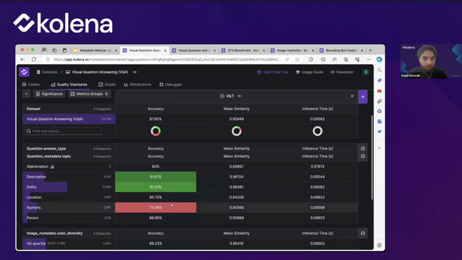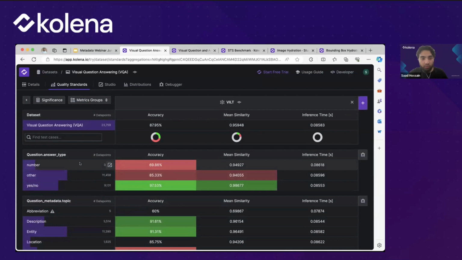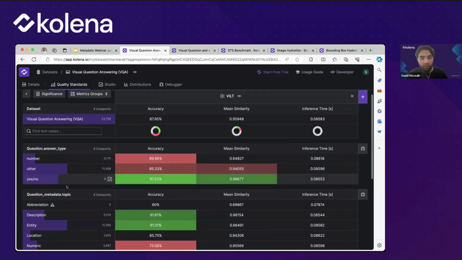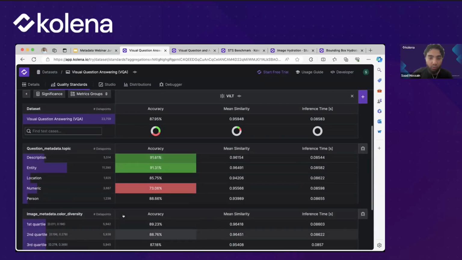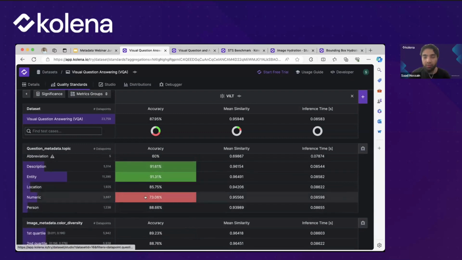Another thing we can see is that we seem to be performing quite poorly on numeric questions, which is further highlighted over here, whereas we do quite well on yes or no questions. So from these extractions, we're able to understand some of the failure points of our models, some of the areas in which they perform worse.